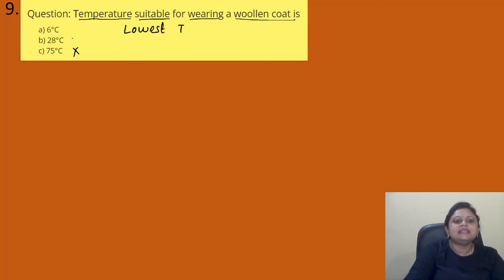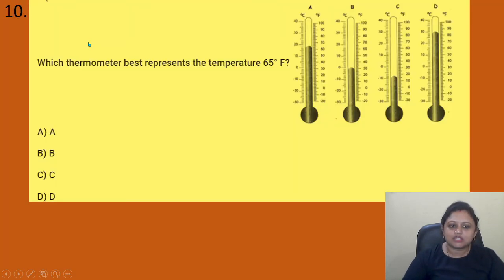28 degrees centigrade is the normal temperature. We need not wear a woolen coat. But when it is 6 degrees centigrade, it will be cold enough that we must wear the woolen coat at that time. Right? So the correct answer is option A, that is 6 degrees centigrade. Got it everyone? Coming to the next question.